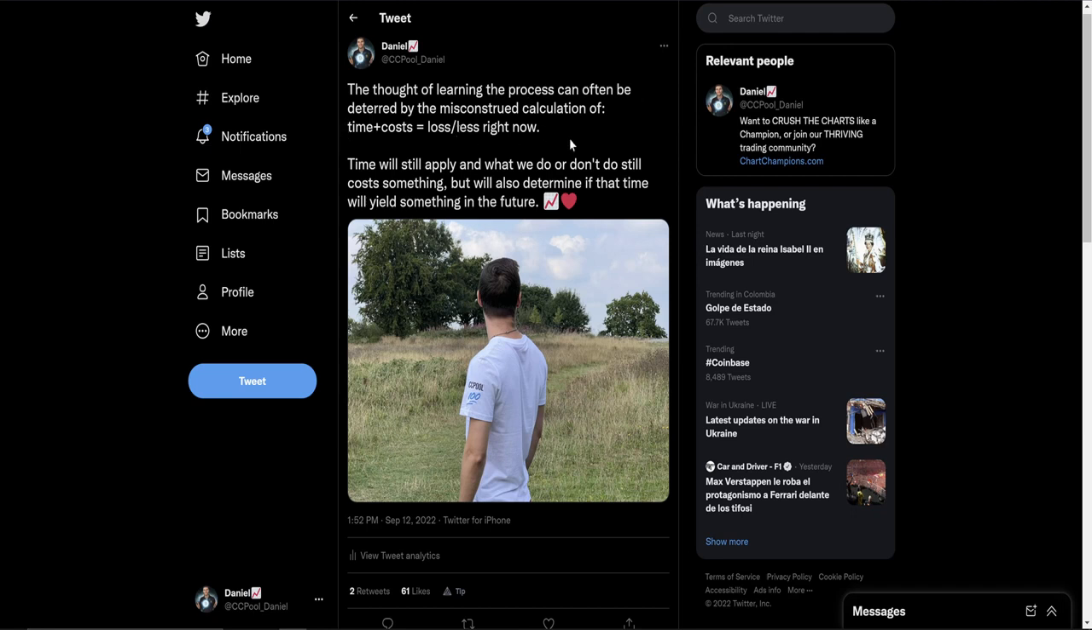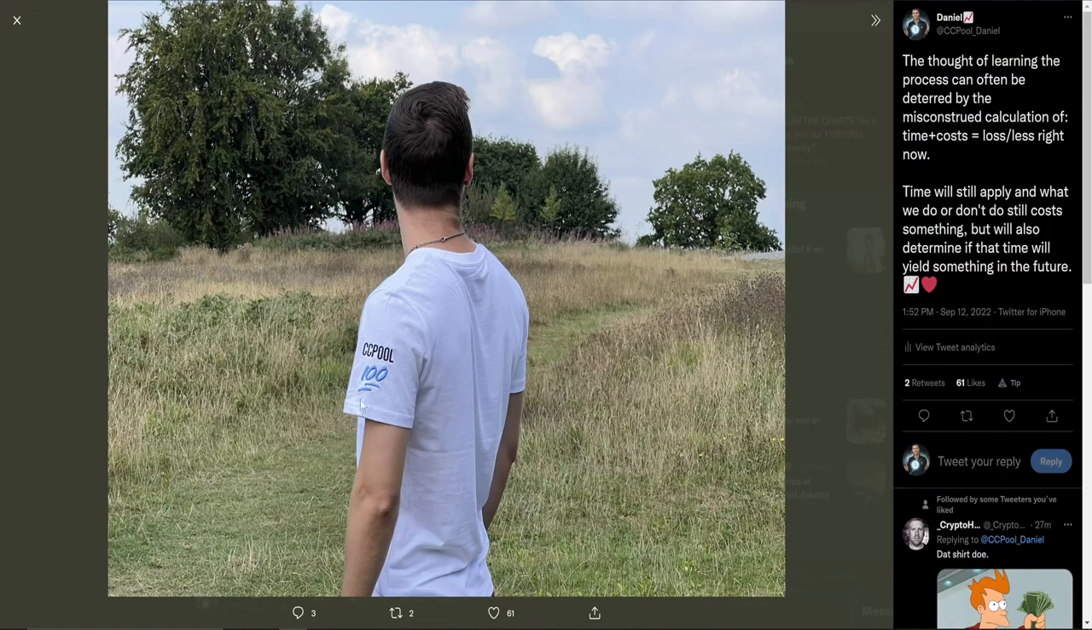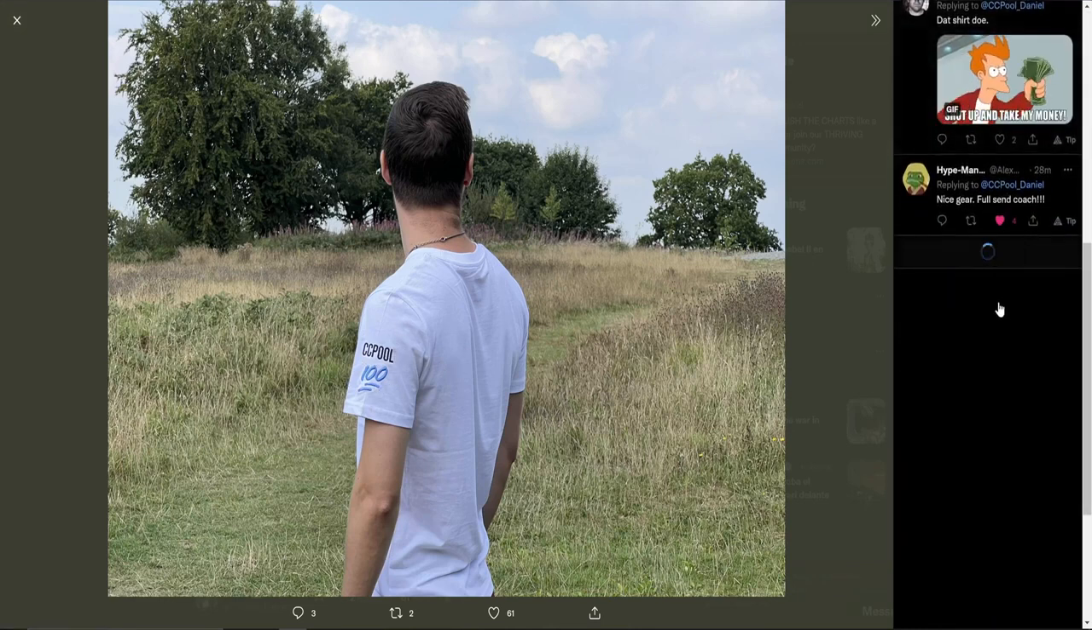You have to basically just take into the thought process of, what else could you be doing right now with your time, and what is the risk of using time to learn to trade versus what the reward will be in the future. And this is just me looking out into the future with CC Pool. But yeah, I mean, let's see some of these replies.